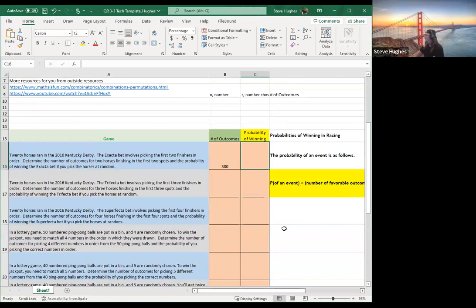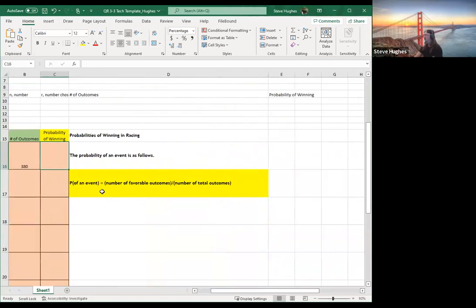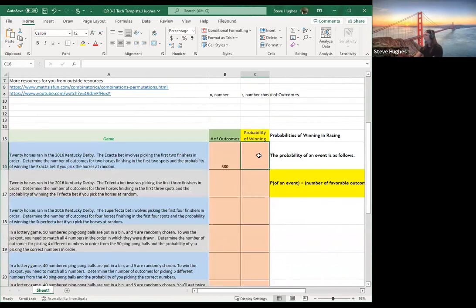Remember, right here, everybody, in highlighted yellow, the probability of an event is the number of favorable outcomes divided by the number of total outcomes. Okay, the number of favorable divided by the number of total outcomes. So the number of favorable is 1, so equals 1. How many favorable outcomes are there for the race? 1 favorable outcome. What is that? I choose both horses in the order correctly.